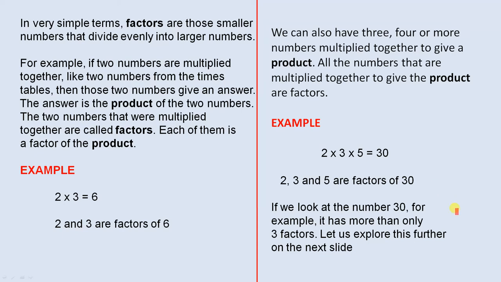Now here's a very important point to note. If we look at the number 30, for example, it has more than only 3 factors. Let us explore this further on the next slide. So 30 has more than 3 factors. See, there are 3 factors here, but it has more than that. Let's see on the next slide how this operates.